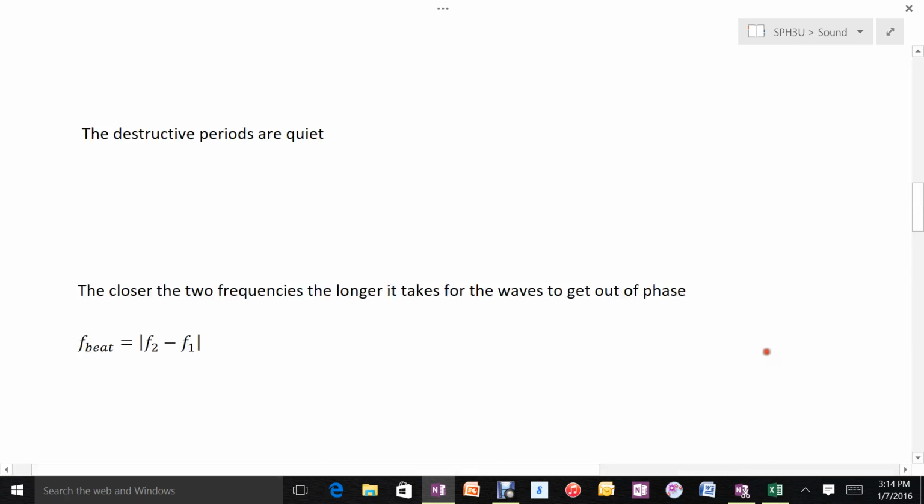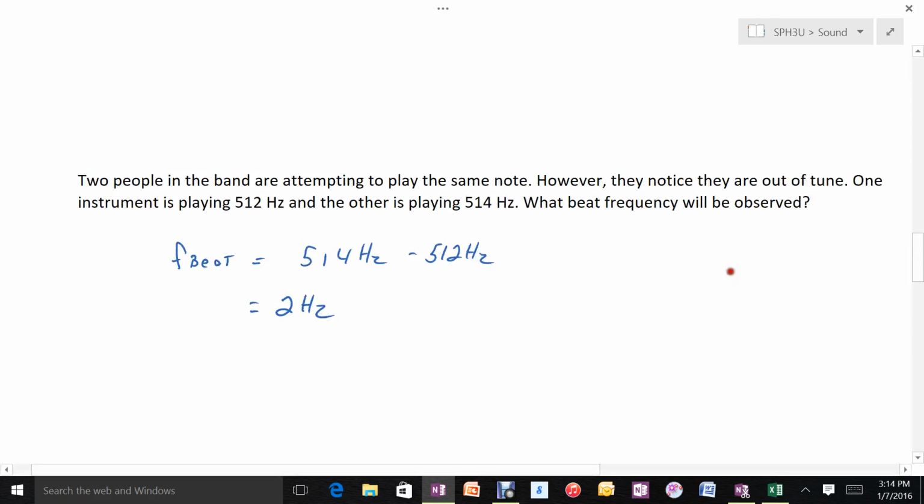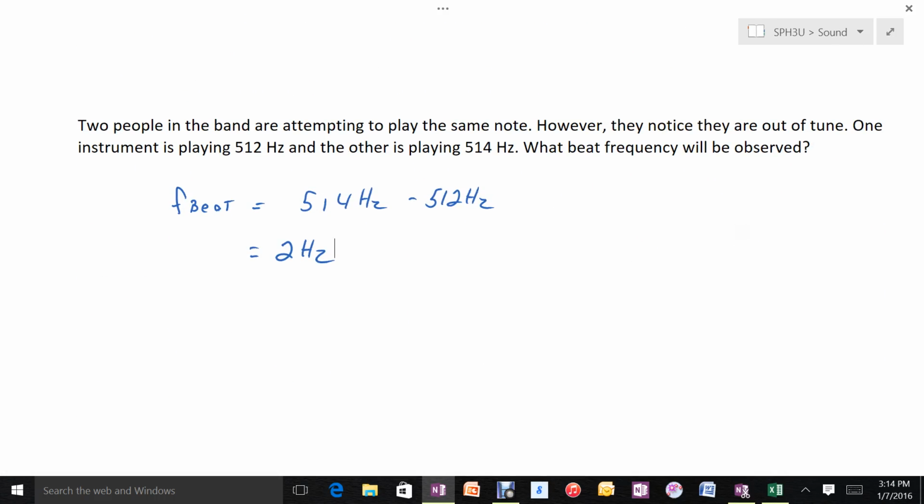So that's what beats are. That's why they occur. And we'll do some more problems here where we look at predicting what the frequency of the beat is. Just to be clear here, this 2 hertz means that this sound would get loud and quiet twice in every second.